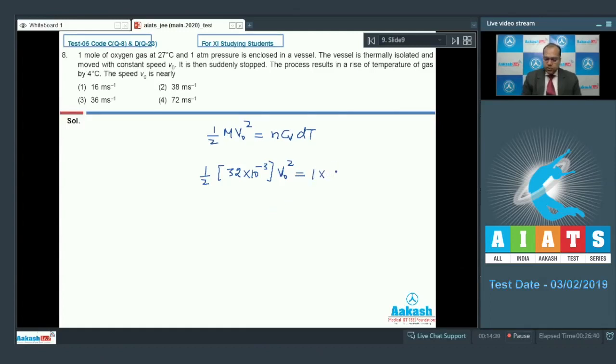Since the gas is diatomic, it is 5 by 2 into R. The value of R is 8.314, or 25 by 3, and the change in temperature is 4. So if I solve this equation, the value of V0 comes out to be nearly equal to 72 meter per second. So option 4 is the correct answer. Let's move to question number 9.